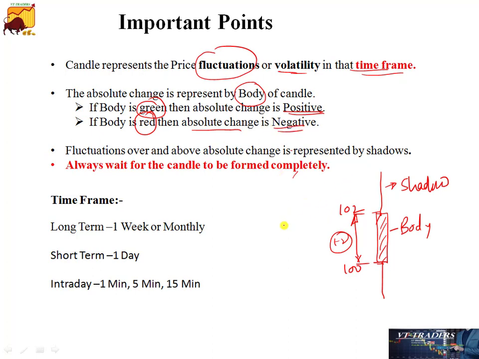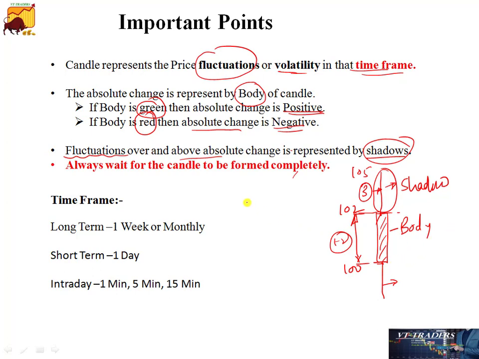Okay, अगर कैंडल रेड है तो उसका एब्सोल्यूट चेंज कितना आएगा, निगेटिव आएगा. अगर कैंडल की बॉडी ग्रीन है तो उसका एब्सोल्यूट चेंज कैसे आएगा, पॉजिटिव आएगा. The fluctuations over and above the absolute change is represented by the shadow. मतलब बॉडी के ऊपर जो भी फ्लक्चुएशंस होगा प्राइस का, that is from 102 to 105, the difference of 3 is shown by the shadow. Below it is also shown by the shadow. Whatever the fluctuations below the body, will be shown by the shadows.